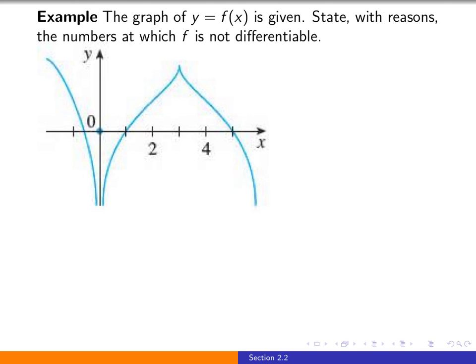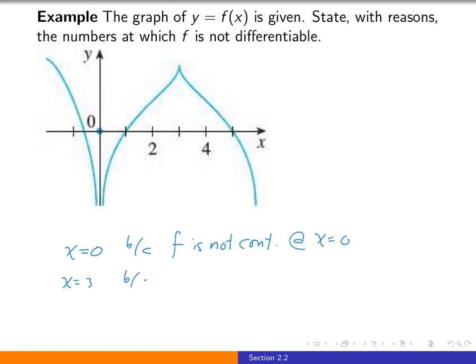So we have the graph of a function given, and we would like to determine at which numbers the function f will not be differentiable. Looking at this graph, I immediately see 2 points jumping out at me. There's this sharp corner or cusp at 3, and the function fails to be continuous at 0. So there are 2 values where this function is not differentiable. So the first is x equals 0, because f is not continuous at x equals 0.